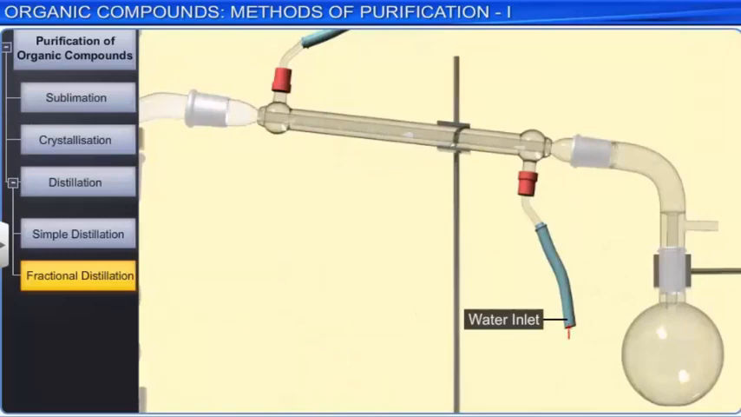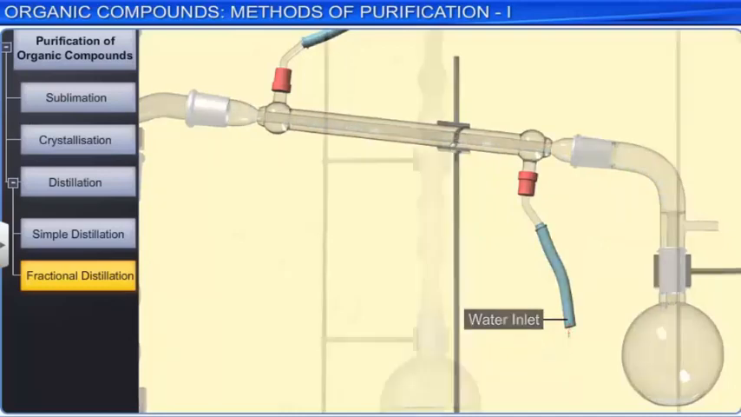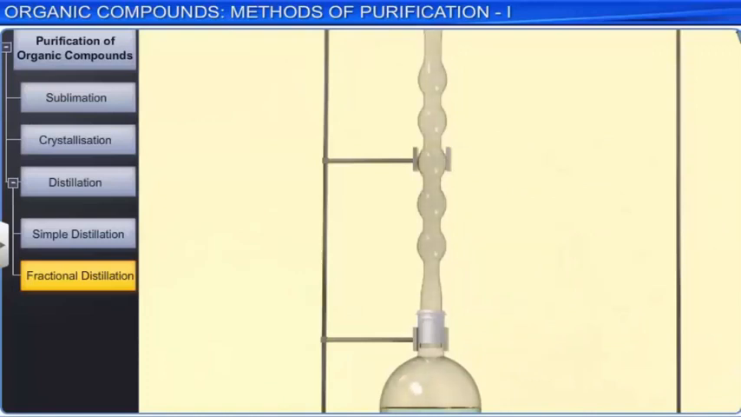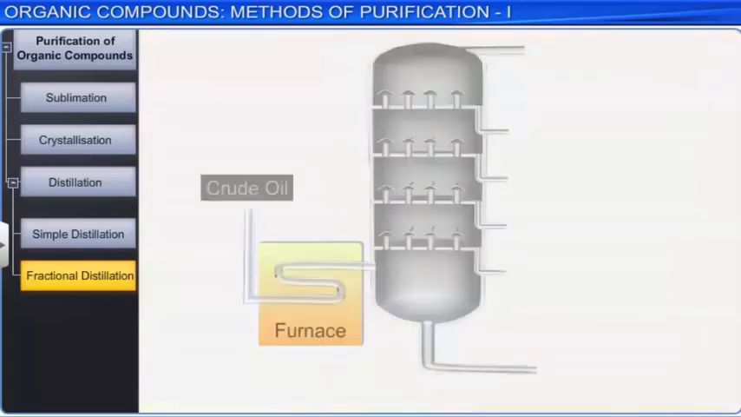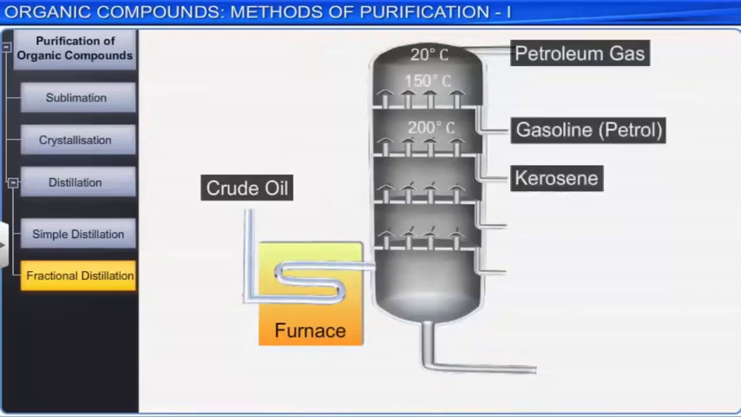The remaining liquid in the distillation flask becomes rich in high boiling component after a series of successive distillations. Each successive condensation and vaporization unit in the fractionating column is called a theoretical plate. The technique of fractional distillation is used in the separation of different fractions of crude oil in the petroleum industry.